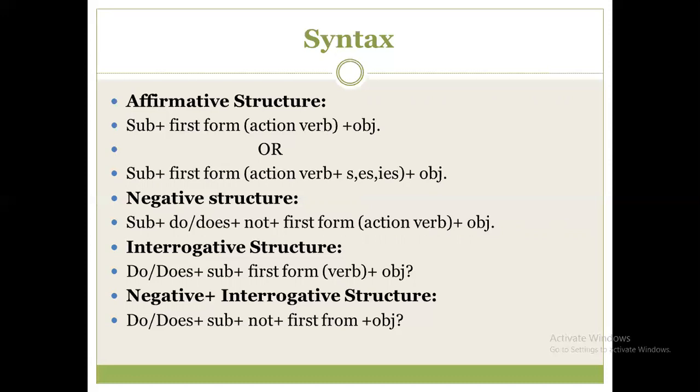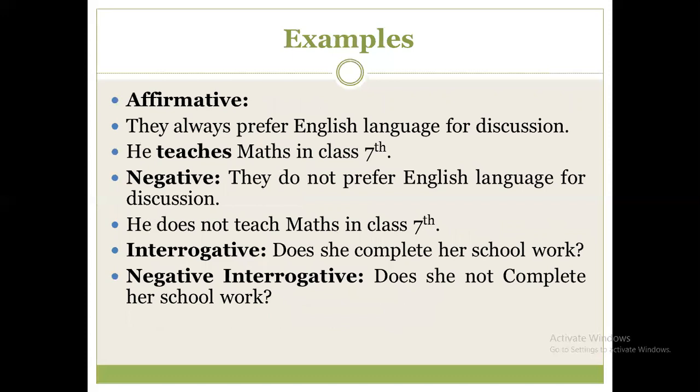Let's move towards our last structure, which is negative plus interrogative. Here the sentence will remain the same, but we need to add not after the subject, or let's say between the subject and the first form of verb, you have to put not, because that is a negative plus interrogative sentence. Let's have some examples of present indefinite tense.